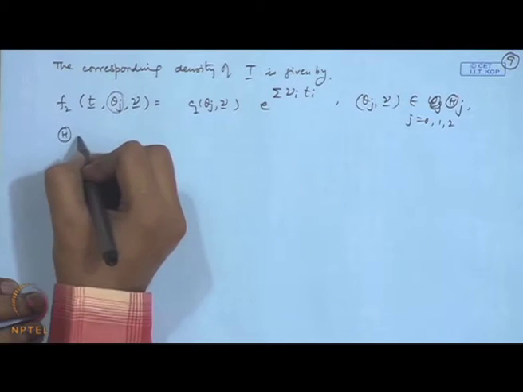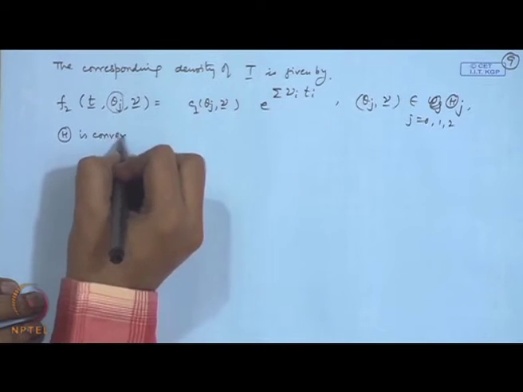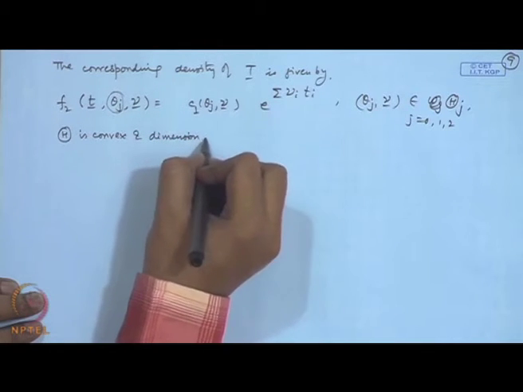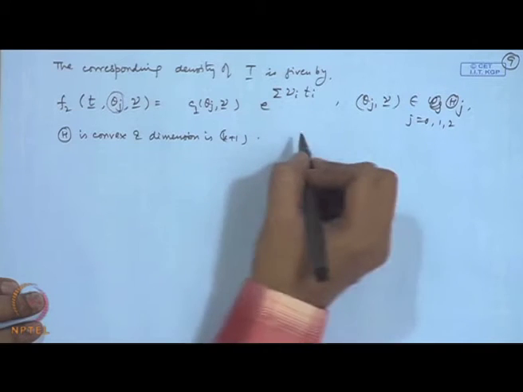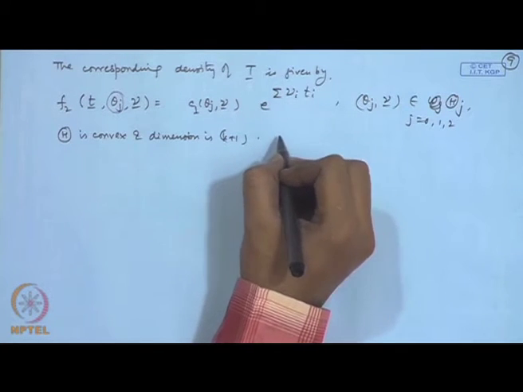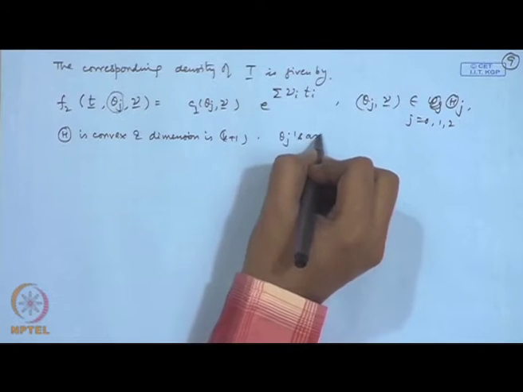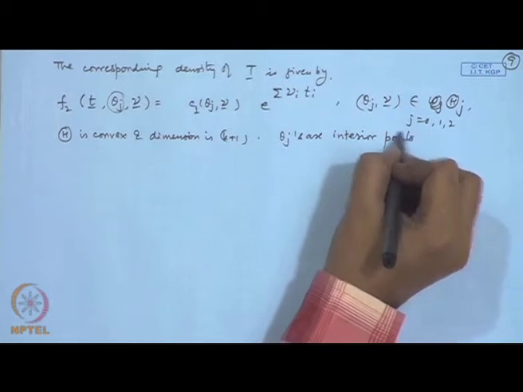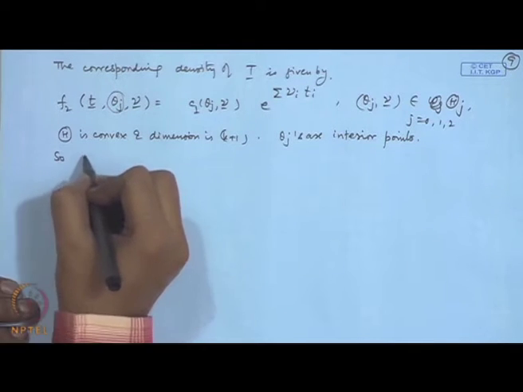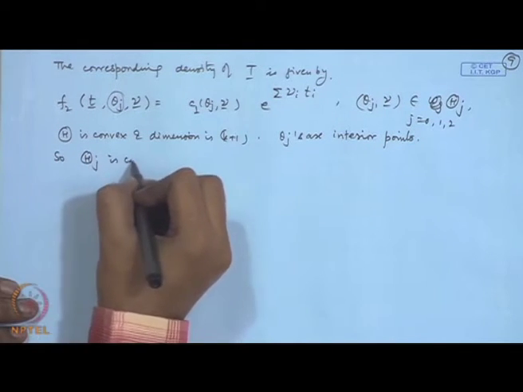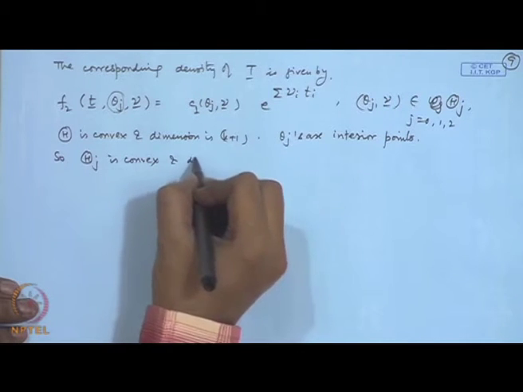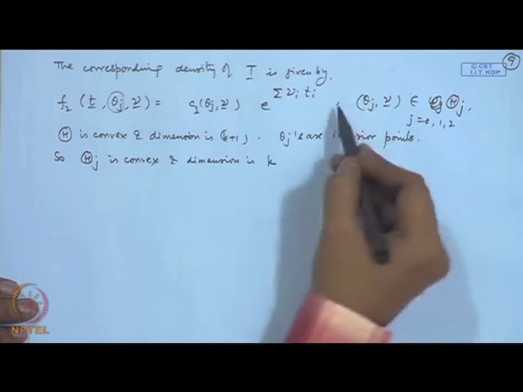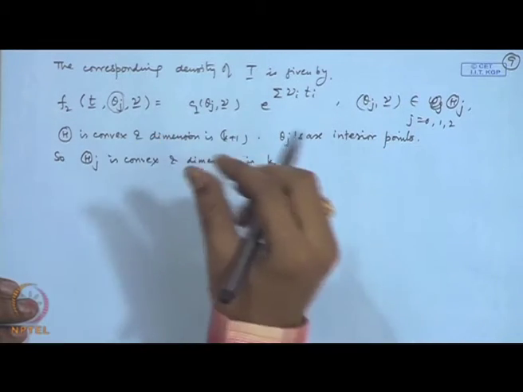Now, we have assumed theta is convex, that is assumed, and dimension is k plus 1, and we have assumed that theta j's are interior points. So, this theta j is convex and dimension is k. So, basically what we have done is we have taken one hyperplane there, theta is equal to theta j there.